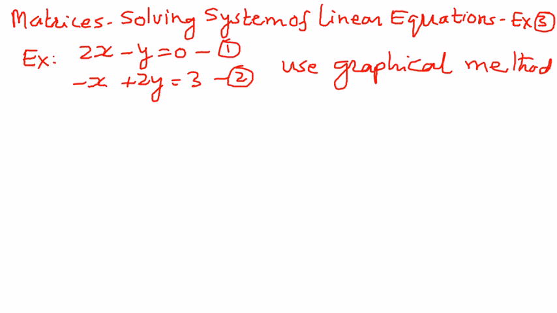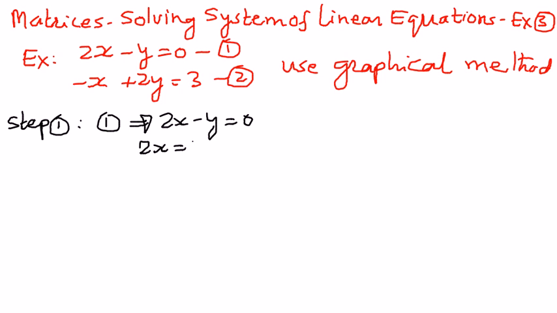Graphical method. How do we do that? Let us take equation number 1 in step 1, which reads 2x minus y is equal to 0. This is in the non-standard form. The standard form of a straight line is y is equal to mx plus b. So I want to write it in that format. Therefore 2x is equal to y, or I can write this as y is equal to 2x plus 0. This is in the standard form.